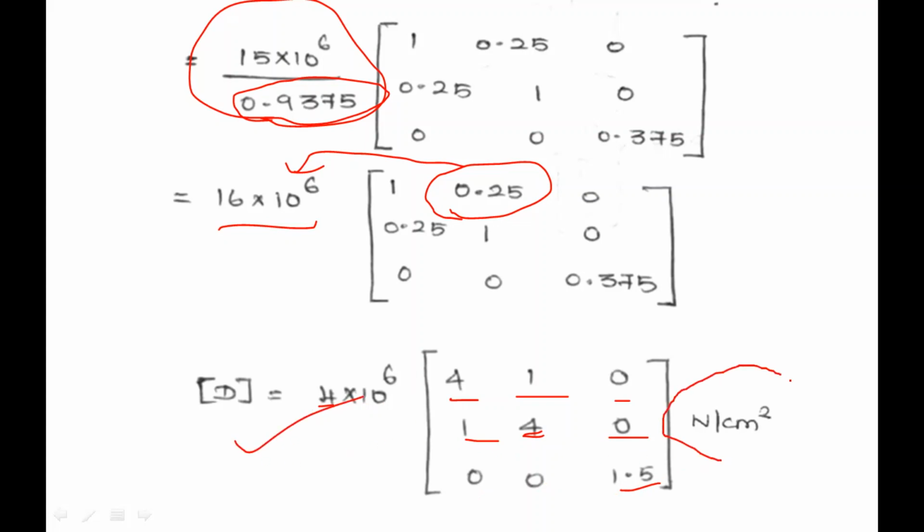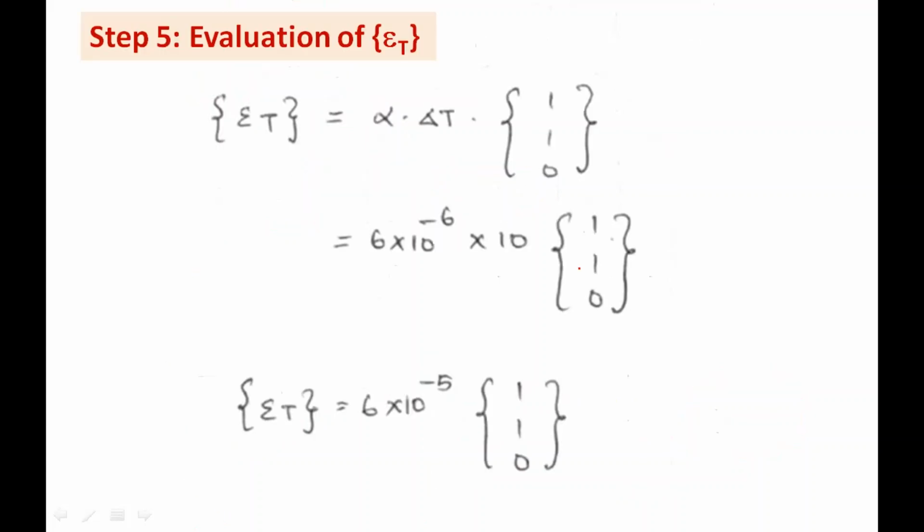Unit for the D matrix is Newton per centimeter square here, because we are using all the variables in centimeters. Now we know the B matrix and D matrix. Next we have to find the epsilon T thermal strain. Evaluation of the thermal strain.